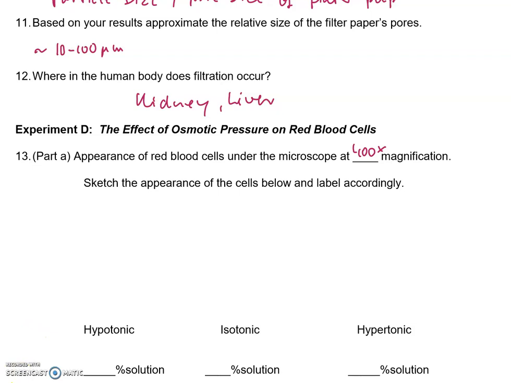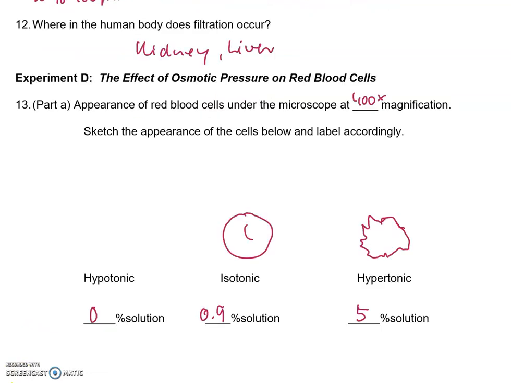Sketch the appearance of the red blood cells below and label accordingly. So let me do this real quick. When you place red blood cells in hypotonic solution, which means 0% salt, pure water, at first they will swell up and then they burst. And that's why I didn't draw anything there, because they're gone. They completely disappear. You don't see anything under the microscope anymore.